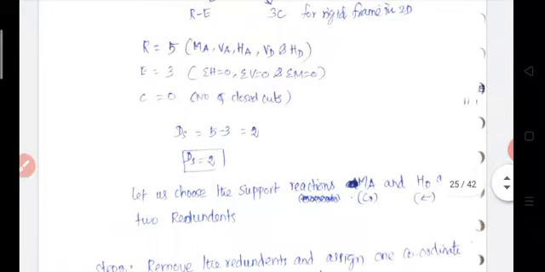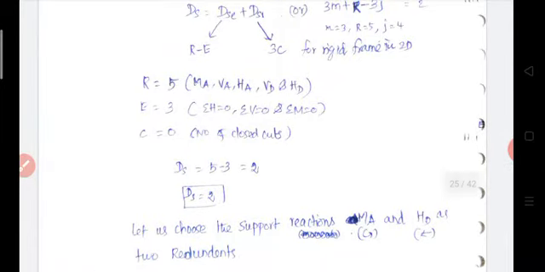Let us choose the support reactions Ma and Hd as the 2 redundants. Out of the 5 unknown reactions, we have to choose 2 as redundant, and the other 3 are determined from the equilibrium equations. So in this problem we have chosen Ma and Hd as the 2 redundant reactions.